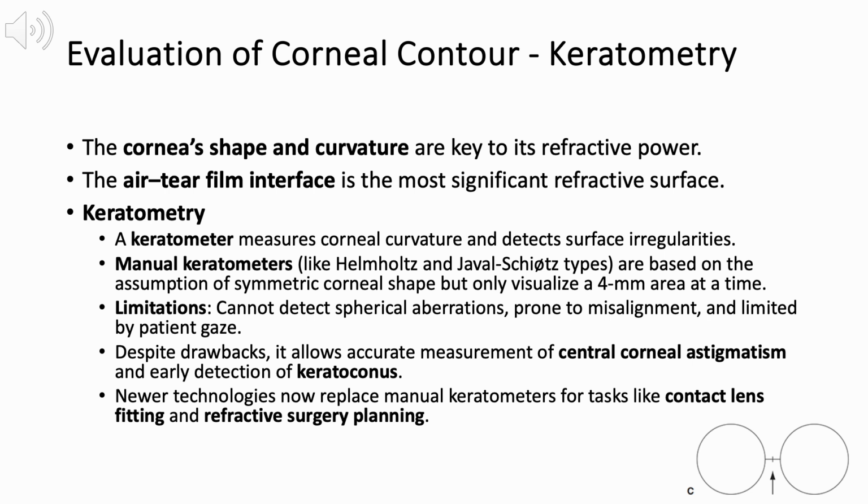Traditional manual keratometers, such as the Helmholtz and Javal-Schiotz types, operate under the assumption of a symmetrical cornea, but are limited to assessing only a central 4 mm zone. While keratometers are prone to misalignment, affected by patient gaze, and cannot detect spherical aberrations, they remain valuable for accurately measuring central corneal astigmatism and aiding in the early detection of keratoconus.